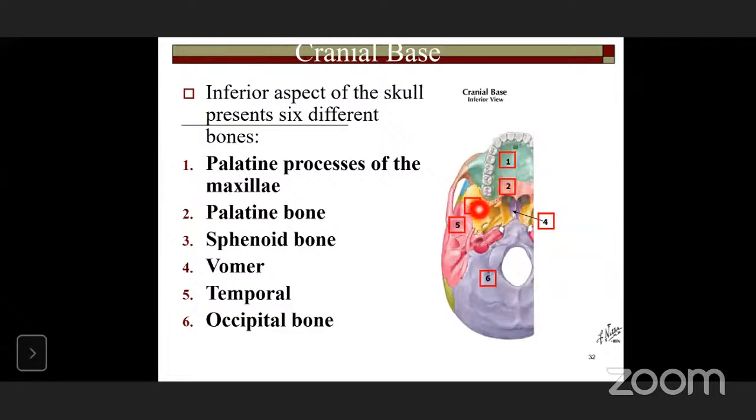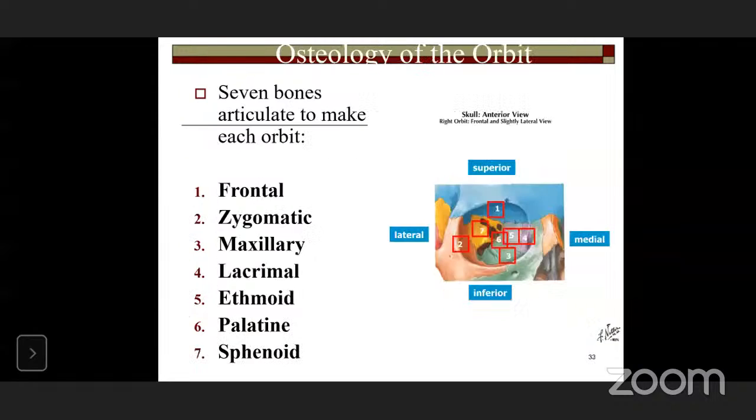Then comes the sphenoid bone. The third one is the sphenoid bone, the fourth is the vomer bone, the fifth is the temporal bone, and the sixth is the occipital bone. These are all the bones visible in the cranial base.